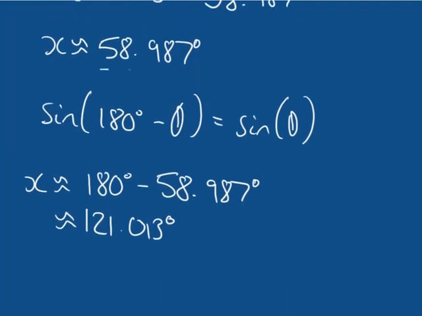X is either equal to 58.987 or 121.013. Now I'm going to find the answer using this first value of x, and once we have that answer, I'm then going to go back and repeat the solution, but using our second value of x.